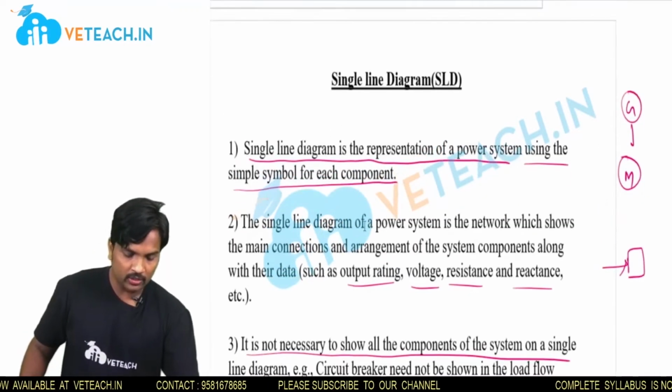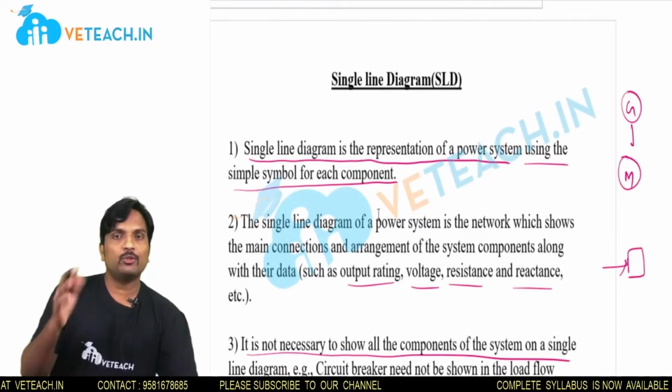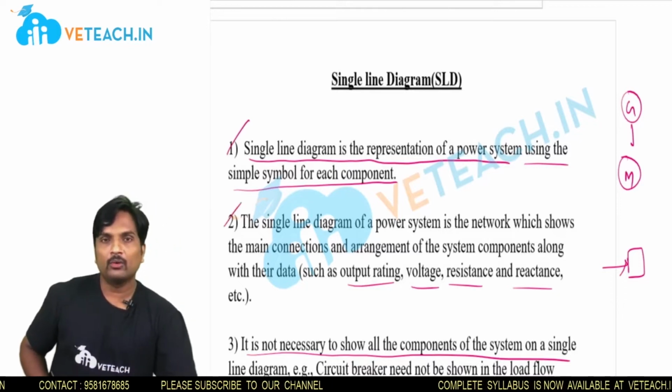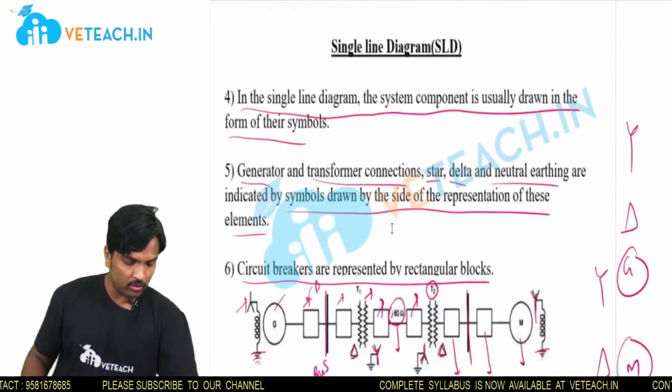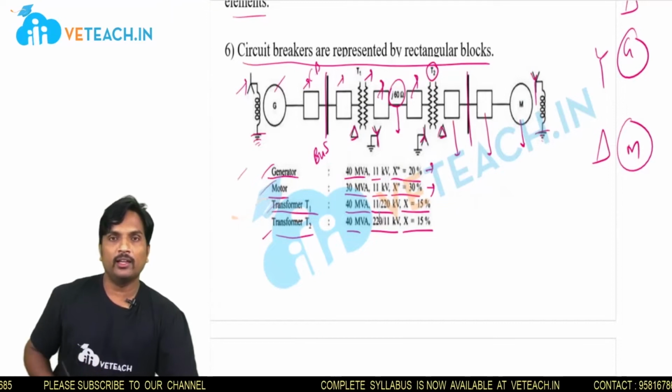In the examination, if you ask the question like what is a single line diagram, if the question is for 2 marks, you just write these 2 points, 1 and 2. If the question is for 5 marks or 6 marks, you need to write all the 6 points and this diagram also. That is about the single line diagram.